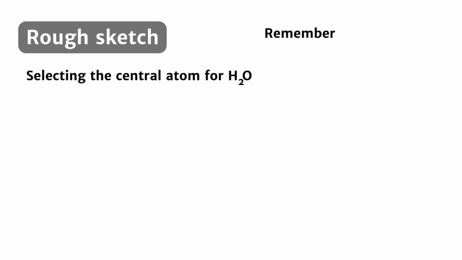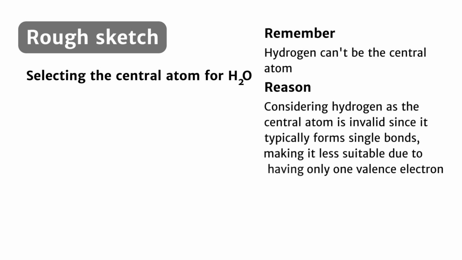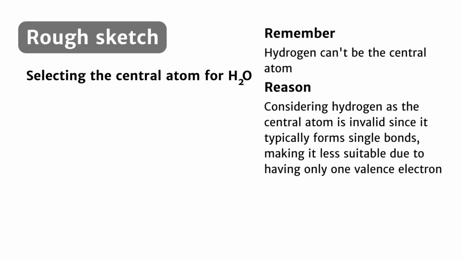However, assuming hydrogen as the central atom is not valid, as the central atom should typically form bonds with at least 2 other atoms. Since hydrogen usually forms single bonds, due to having only 1 valence electron, it is less suitable as the central atom. Therefore, in the case of H2O, place oxygen at the center and 2 hydrogen atoms on either side.